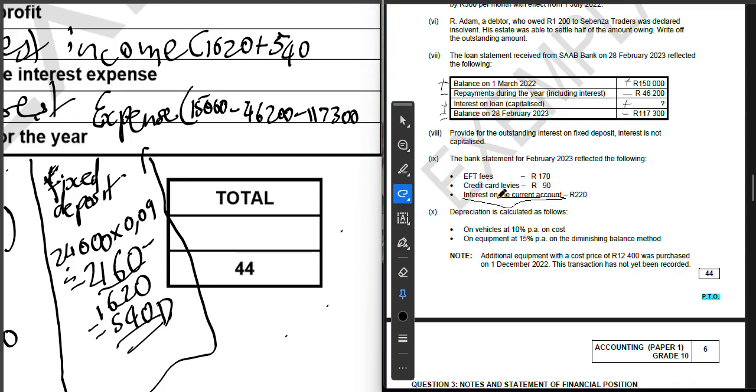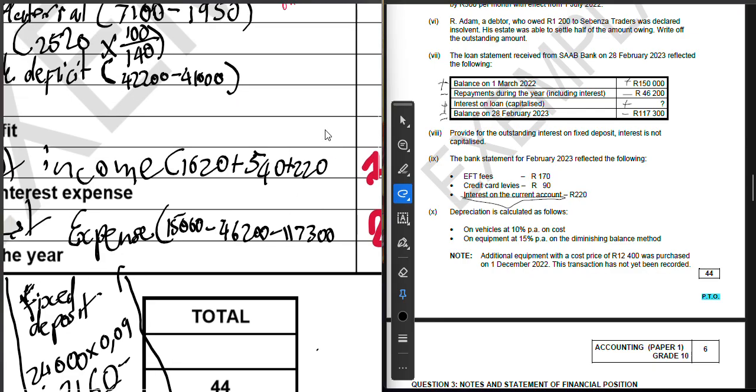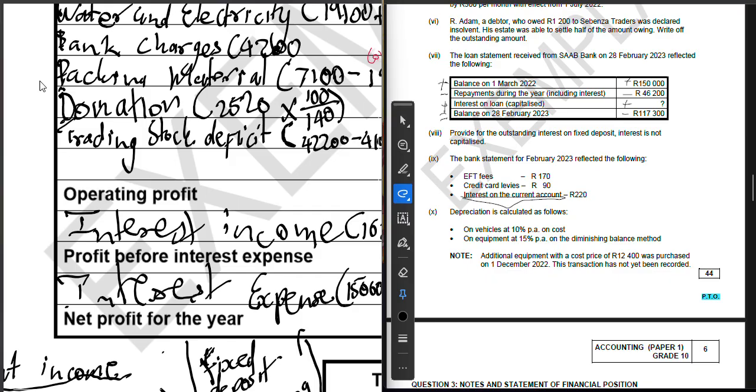So here you can see it says interest on current account. Current account is favorable, so if it says interest on current account, it means that it's a favorable balance. We are gaining a little bit of interest there, so it's going to be on interest income. So we're going to take that first and add it up here on interest income plus 220. And then we're going to move a little bit up and add here. What do we need to add? Bank charges.